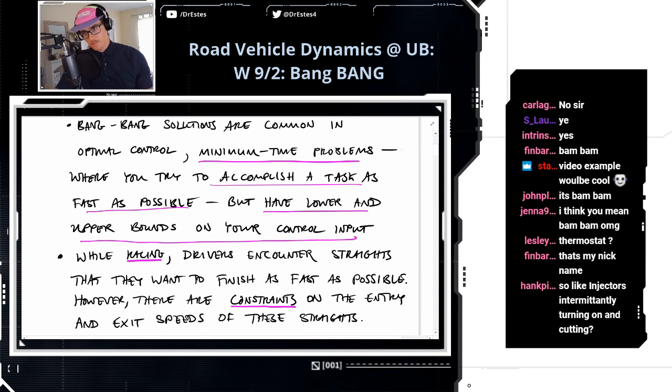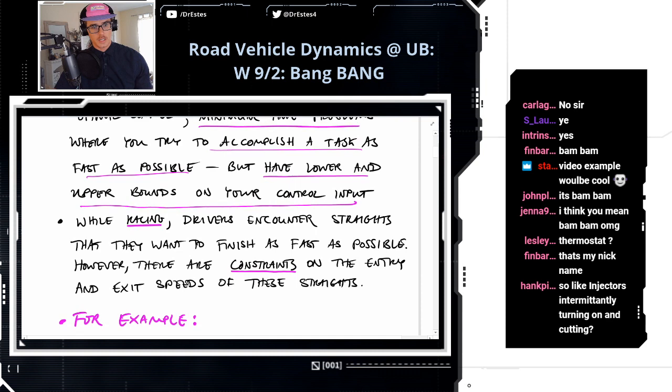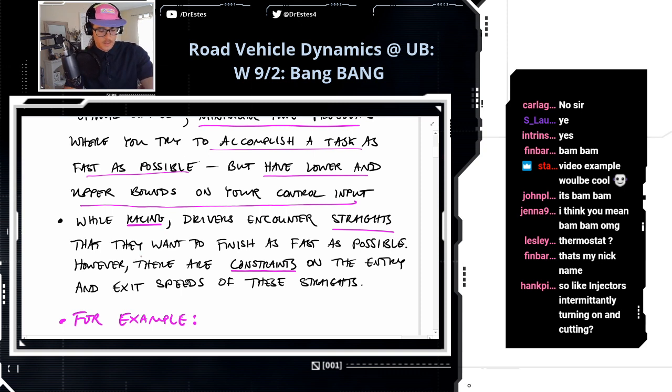So how is Bang Bang control related to racing? Well, while you're racing, drivers encounter straights. So that's when you're driving straight. And they want to finish that as fast as possible, obviously. However, there's constraints on the entry and exit speeds of these straights.